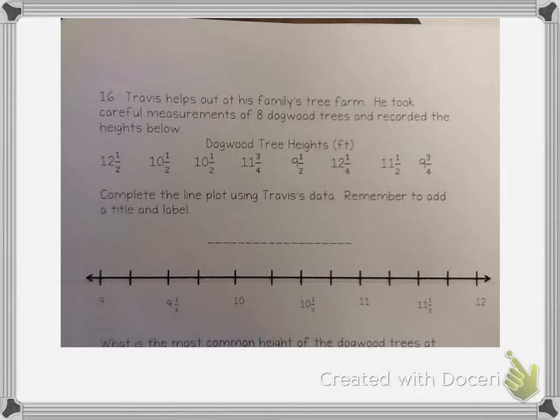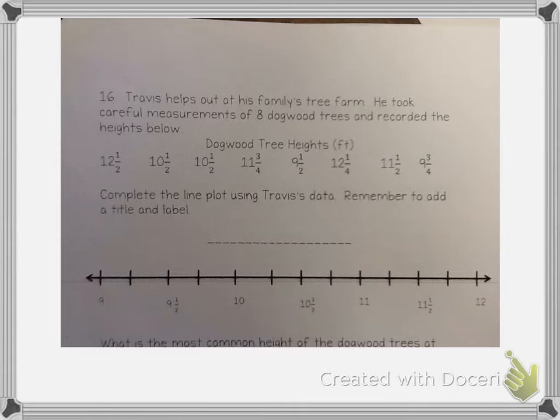Number 16 says Travis helps out at his family's tree farm. He took careful measurements of 8 dogwood trees and recorded the heights below. 12 and a half, 10 and a half, 10 and a half, 11 and 3/4, 9 and a half, 12 and 1/4, 11 and 1/2, and 9 and 3/4. So we have 9, 9 and a half, 10, 10 and a half, 11, 11 and a half, and 12.